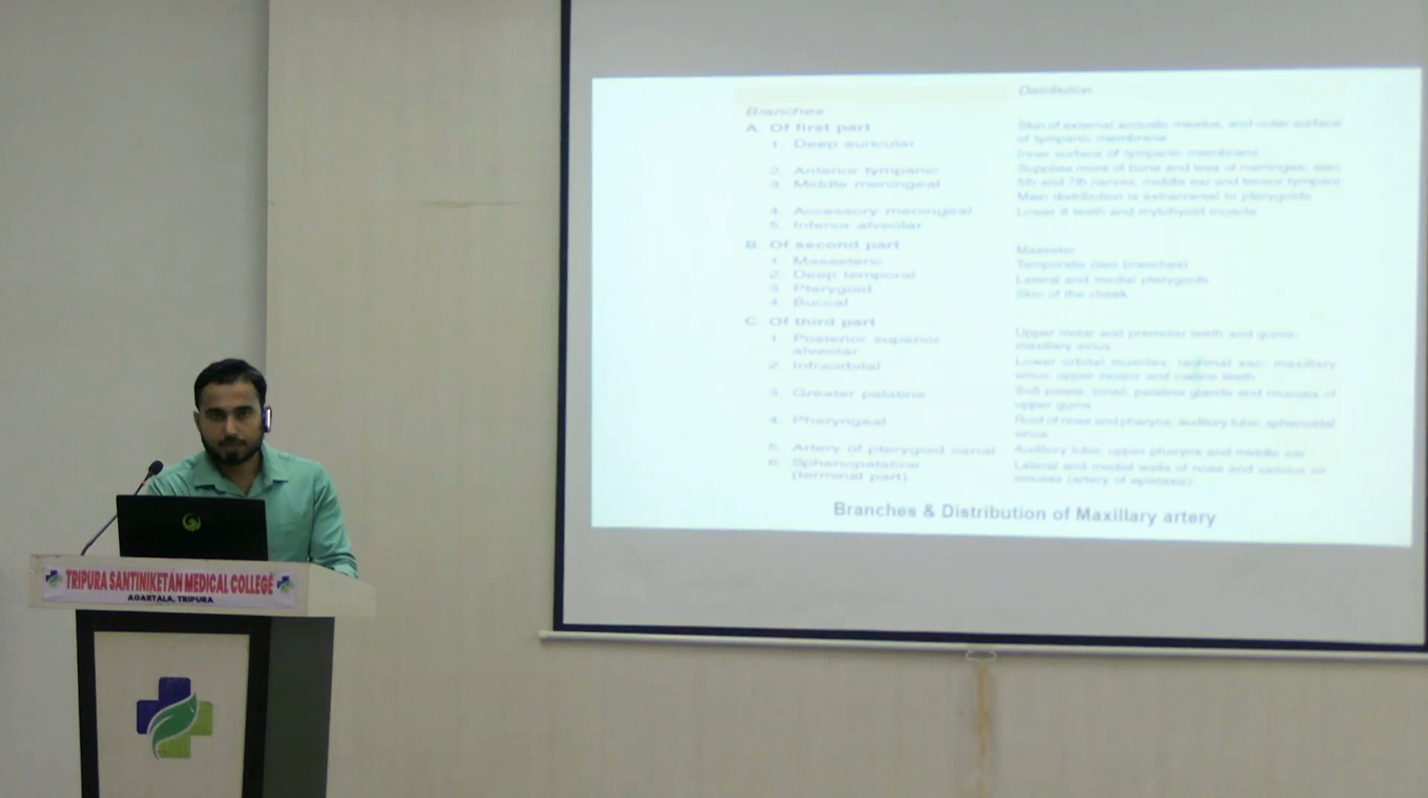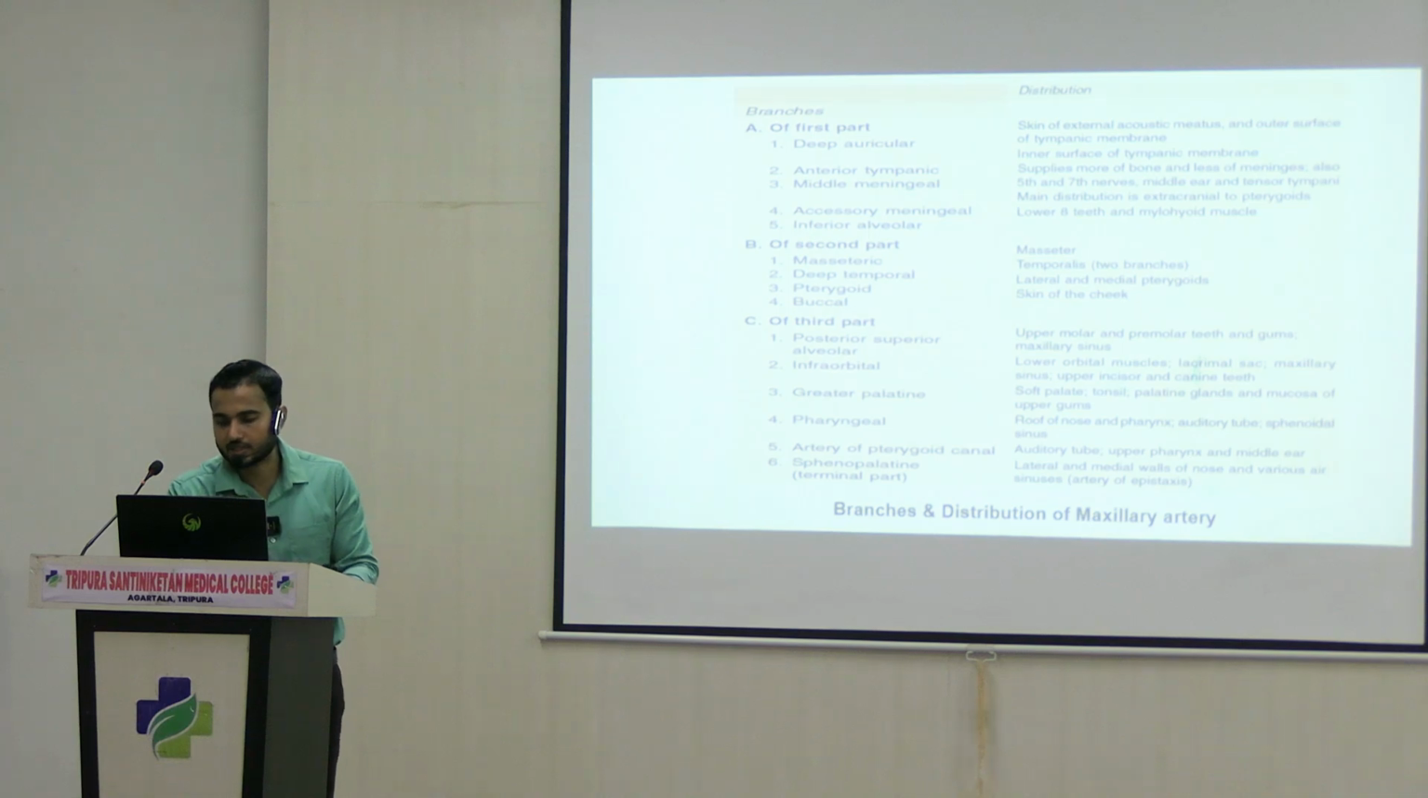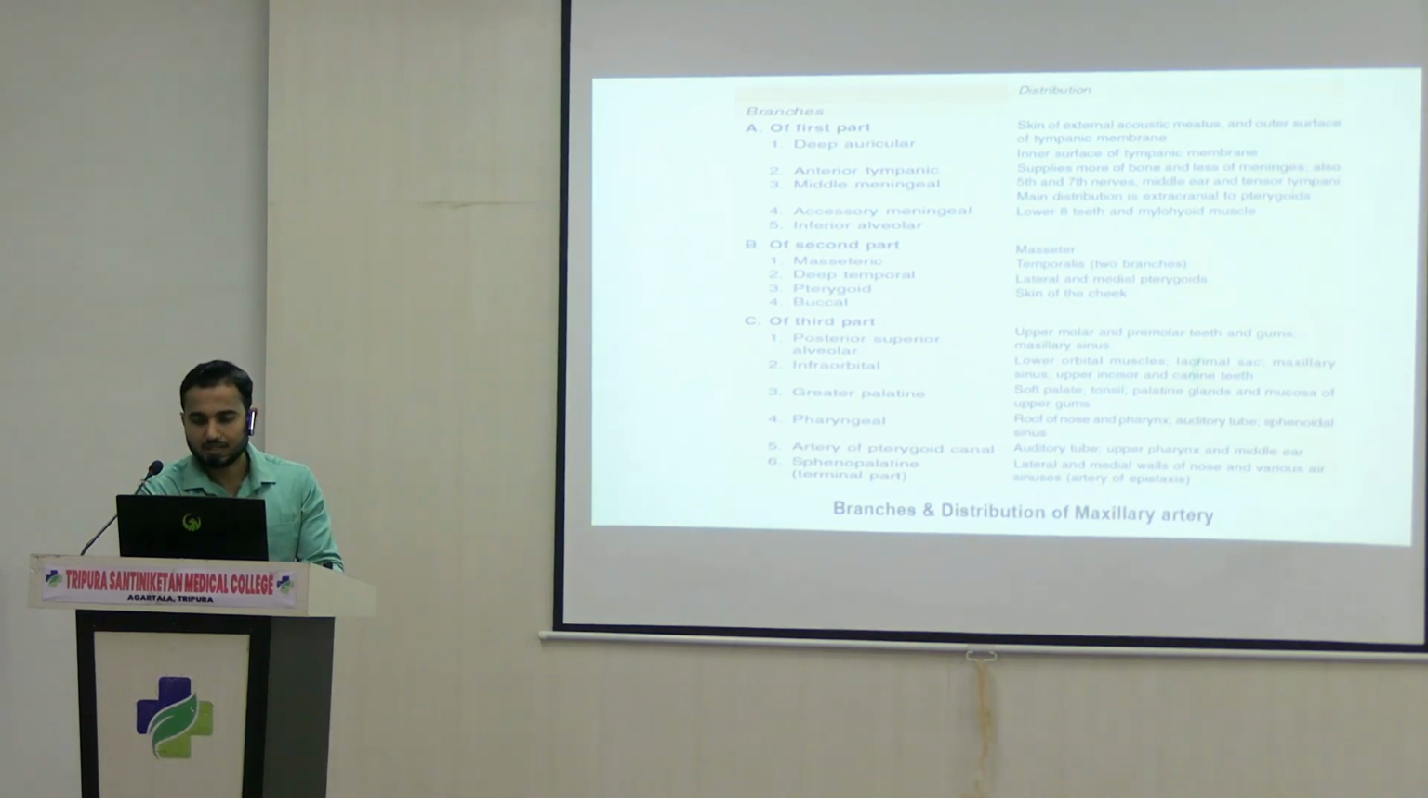Next, second part: masseteric, deep temporal, pterygoid, buccal. Okay, so this will supply various muscles, for example, masseter, temporalis, lateral head and medial head of the pterygoid muscle, okay, and skin of the cheek. Now, the muscles which are mentioned over here, these are the muscles of mastication. We'll discuss about the muscles of mastication also.